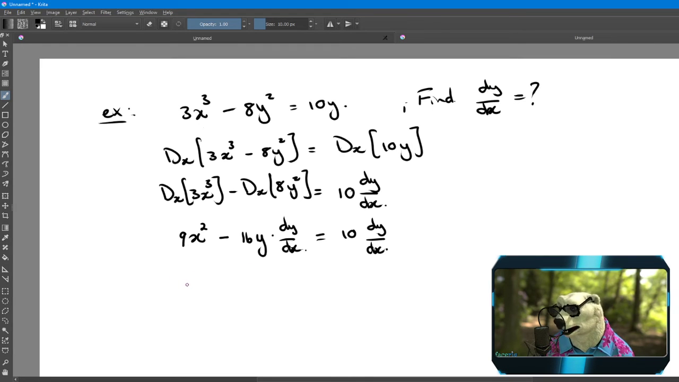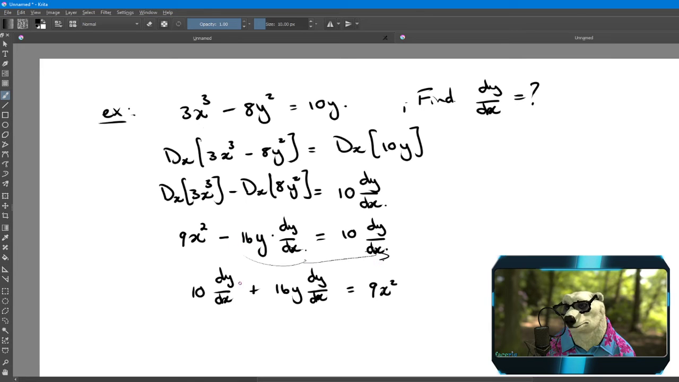So you can do this one of two ways. I don't like negatives, so I like to move it to get rid of the negative, and then I'll swap everything around. So I'll move the 16y dy/dx to the right, and then flip it over. But I cannot connect my d's. Then 9x squared equals 10 dy/dx plus 16y dy/dx. So I moved the second term over, becoming a plus, and then I flip the sides to have my unknown dy/dx on the left still.